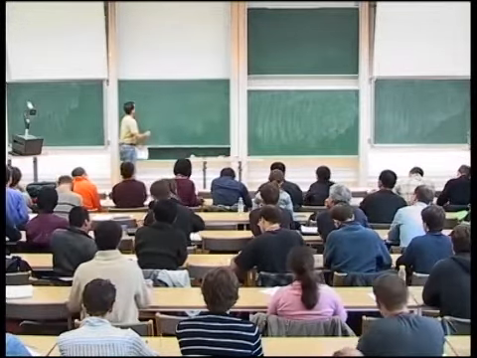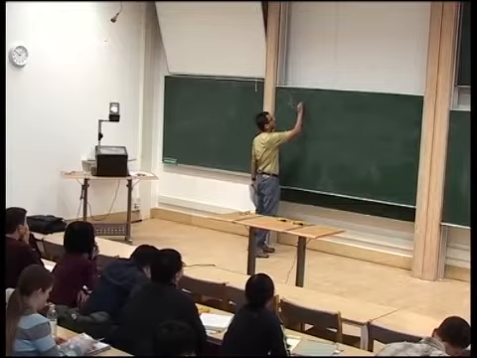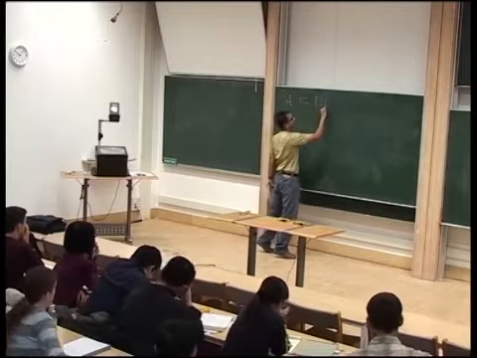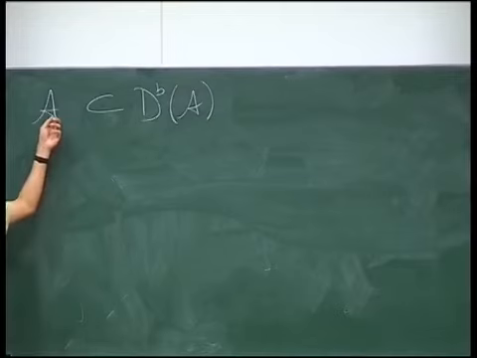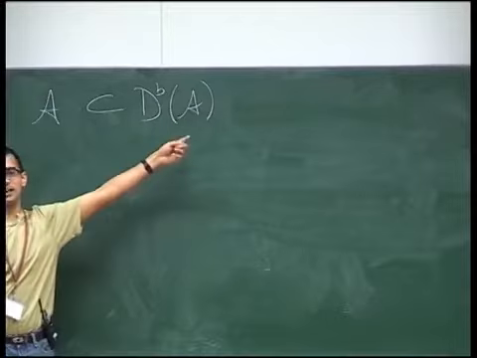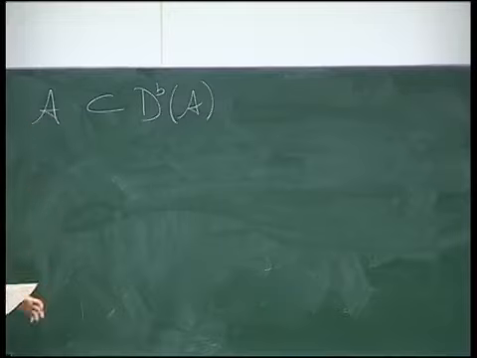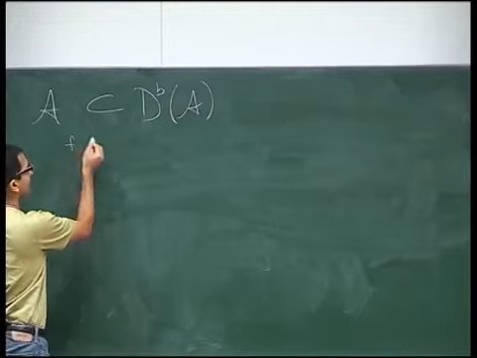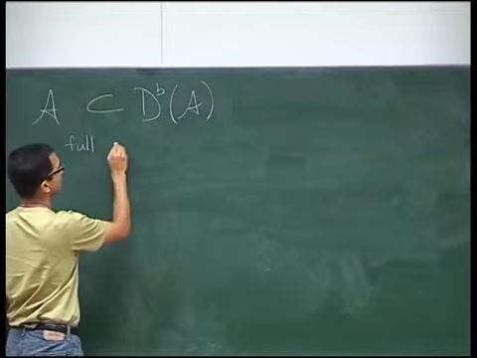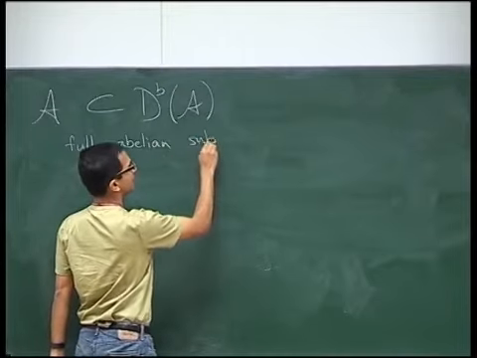Yesterday, the setup was something like this. We started with an abelian category, and then we defined the bounded derived category. We talked about how the objects of the abelian category can be regarded as objects in the derived category just in the obvious way. You think of one of these as a chain complex concentrated in degree 0. In fact, you can make a slightly stronger statement. A is actually a full subcategory of the derived category, and of course it's abelian to begin with.